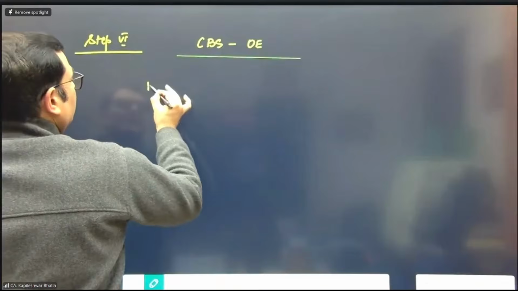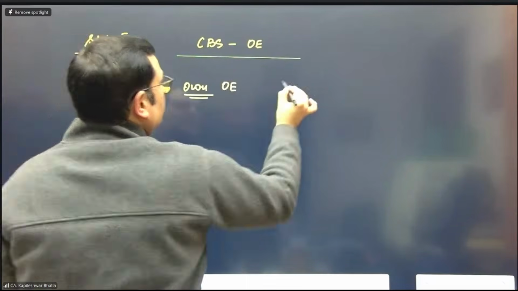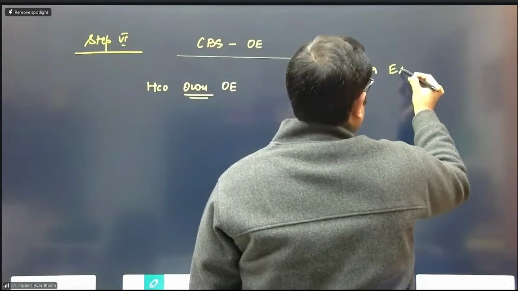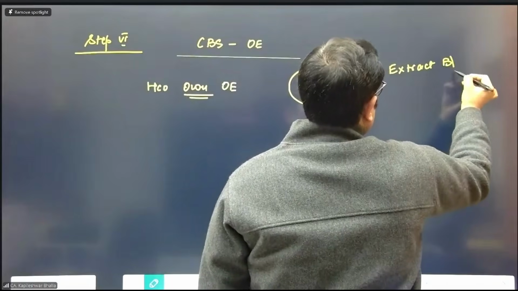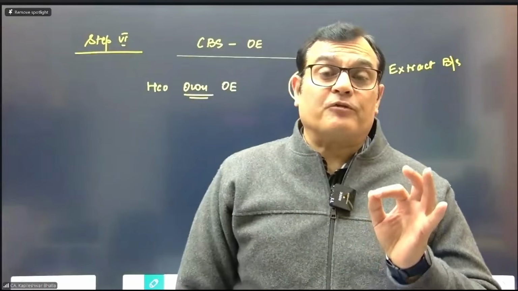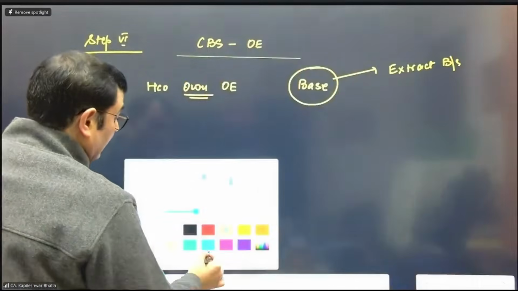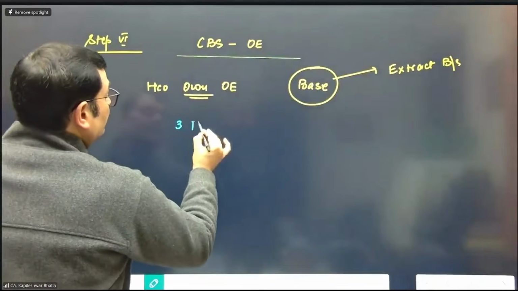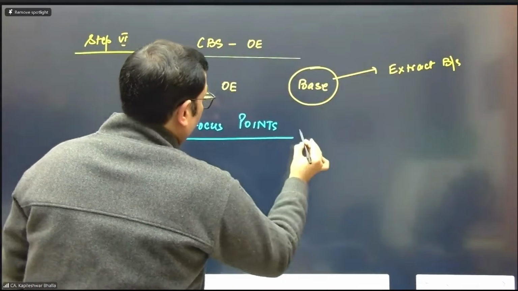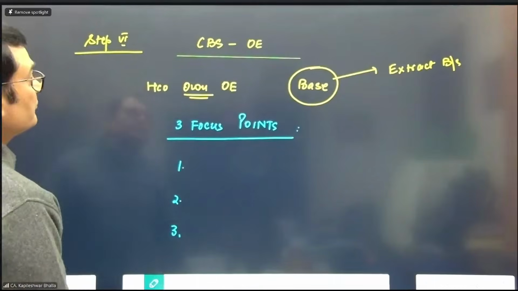So in this particular case, we take the holding company's own other equity as a base. And remember, when you take this as a base, there might be a need to pick this from the extract balance sheet as well. If you made an extract balance sheet, pick the figure from there. Now, as I said, there are going to be another three focus points here as well. So let's see the three focus points in terms of other equity.